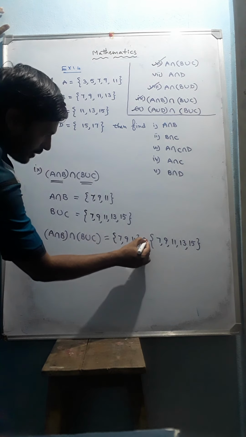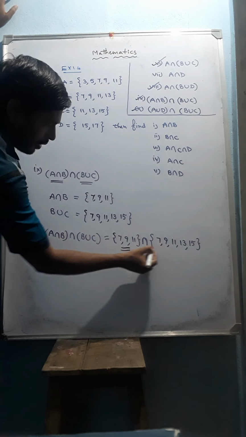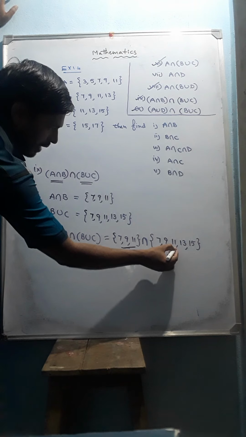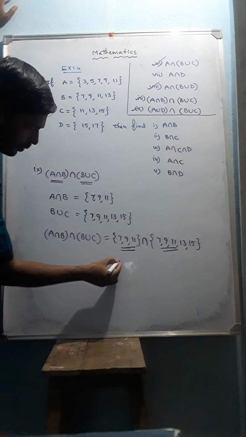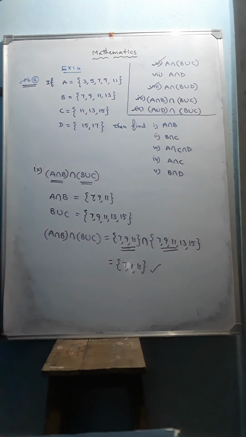So here what is the operation? Intersection is the operation. So which are common, those elements you can write. So 7, 9, 11 are the common. So 7, 9, 11 is the answer. Okay. So write them fast.